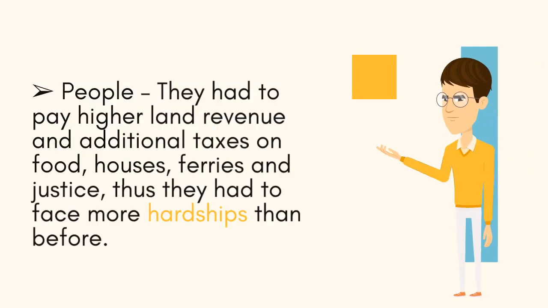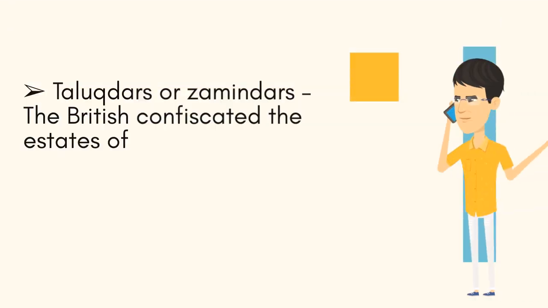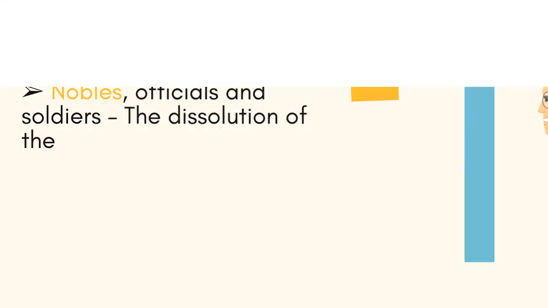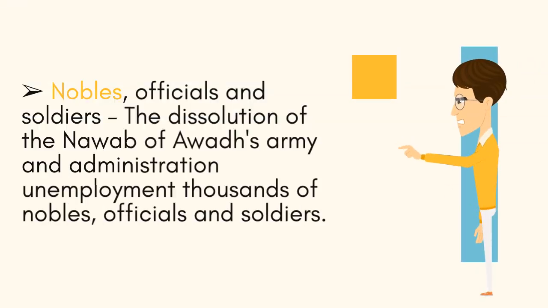People: they had to pay higher land revenue and additional taxes on food, houses, ferries and justice, thus they had to face more hardship. Taluqdars or zamindars: the British confiscated the estates of the taluqdars or zamindars, which made them the opponents of the British. Nobles, officials and soldiers: the dissolution of the Nawab of Awadh's army and administration led to unemployment of thousands of nobles, officials and soldiers.